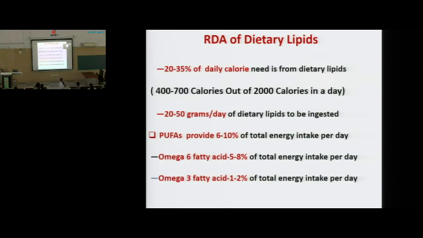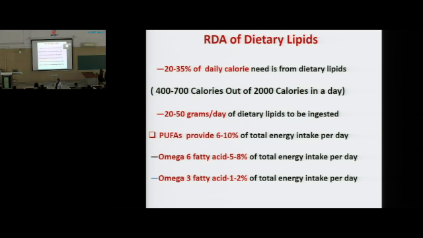So remember, 20 to 35% of dietary lipids provide the calories. So 700 calories are coming out of 2000 calories. Now, what is the RDA? You can remember 20 to 50 grams per day. You have to remember how many grams to eat. In an adult individual, 20 to 50 grams of dietary lipid is to be ingested.